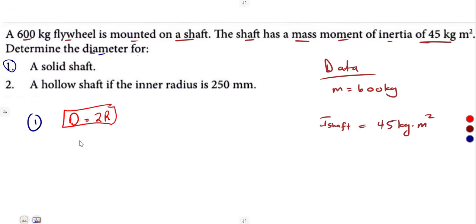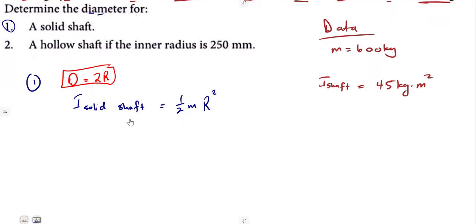So the radius is determined from the moment of inertia of the solid shaft, which is half of m r squared. So this is the one that we need, the radius, so that we can determine the diameter. How is that possible? Simply make it the subject of the formula or substitute your values. It is up to you.